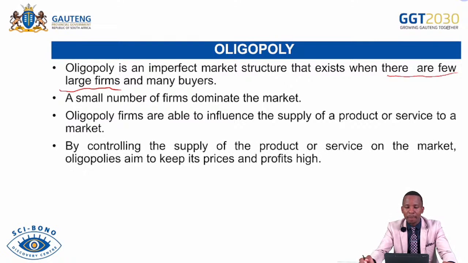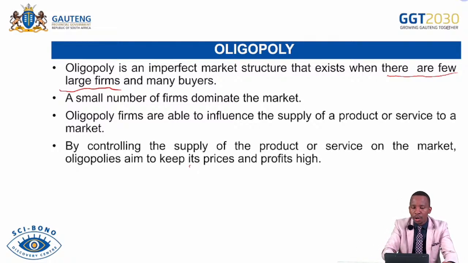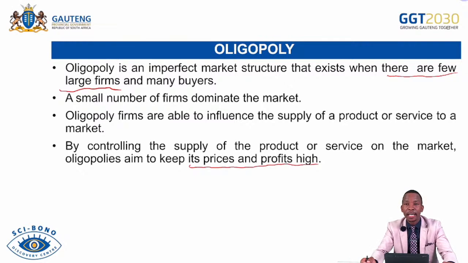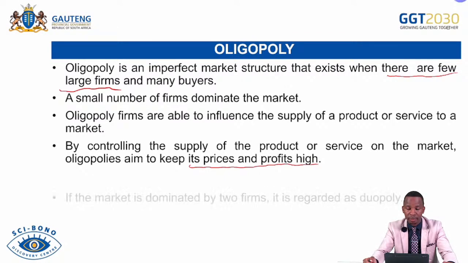By controlling the supply of the product or service in the market, oligopolies aim to keep prices very high. So oligopoly firms, as they try to maintain their profit, ensure that they increase their prices to be very, very high. For them to maintain their high profit, they increase prices in the market.